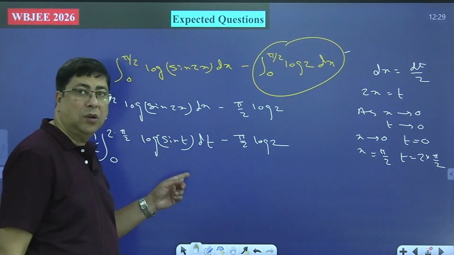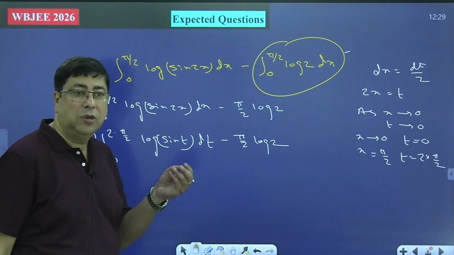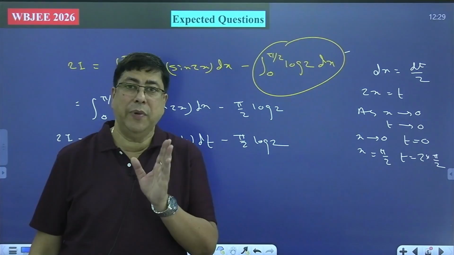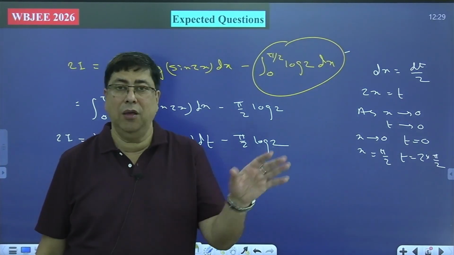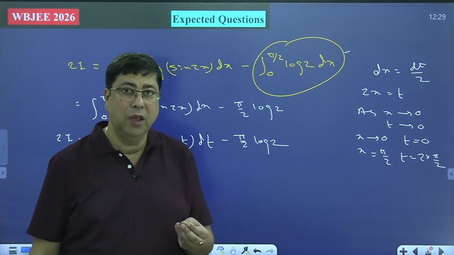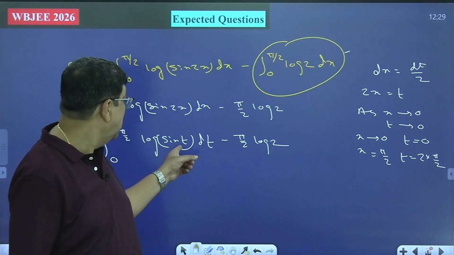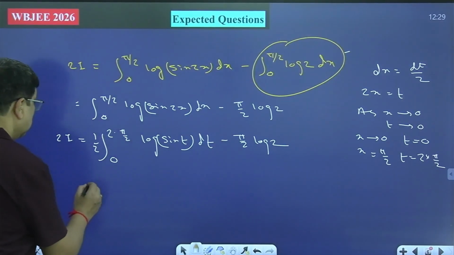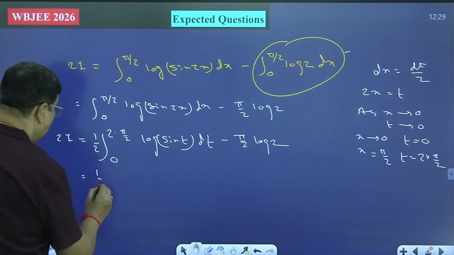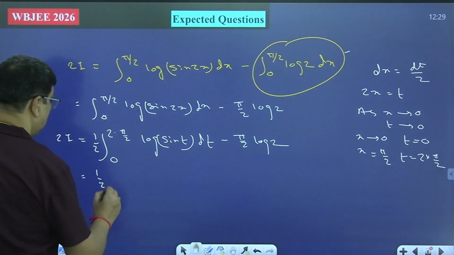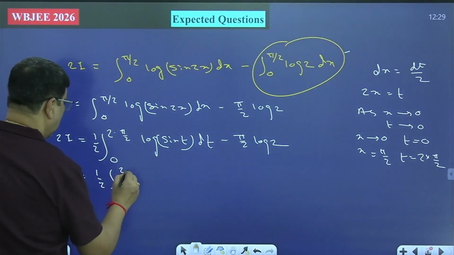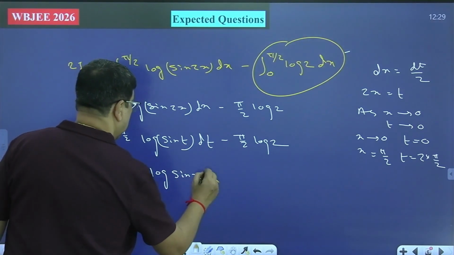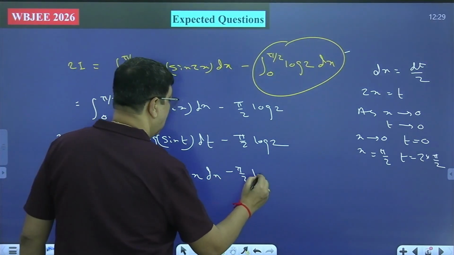So the variable name is not the problem. A definite integral is nothing but a state function or perfect differential. It means it depends only on the upper limit and lower limit, and what is going on in the middle is not the problem at all. So in this case, instead of t, I can write x. Therefore, we can say here that it is half the integral from 0 to 2 into pi by 2 of log sin x dx minus pi by 2 log 2.